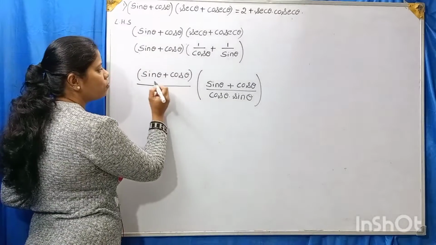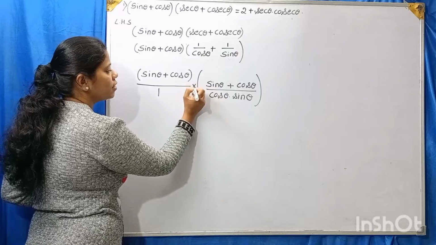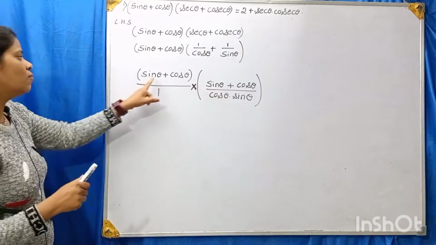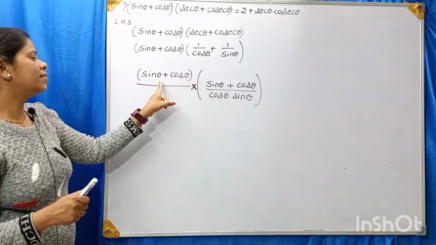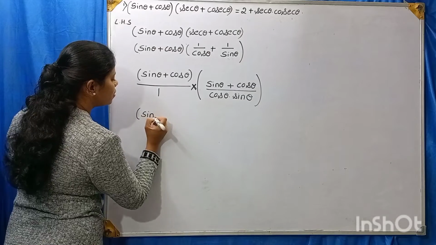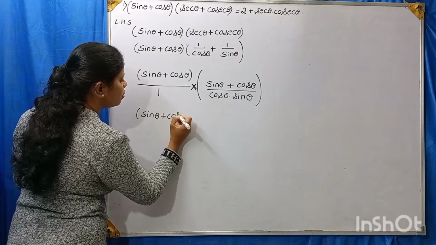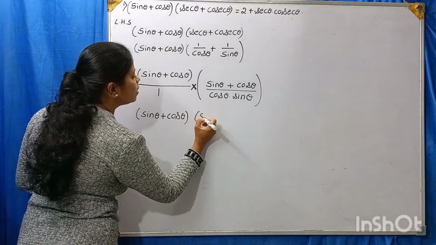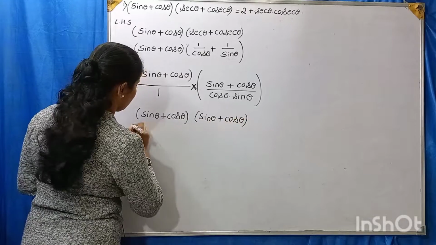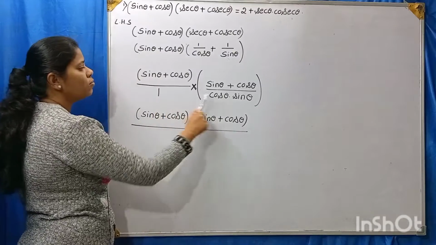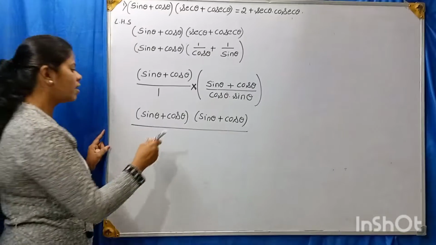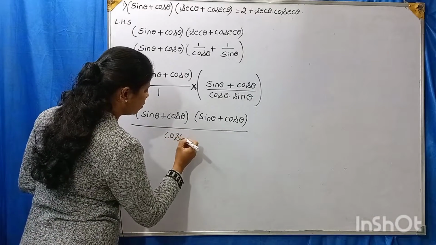Now see, for this and for this, what is the relationship? It is the multiplication, right? So, multiply the numerator. That is (sin theta plus cos theta) into (sin theta plus cos theta). And in the denominator, 1 into cos theta into sin theta is cos theta into sin theta. Right?